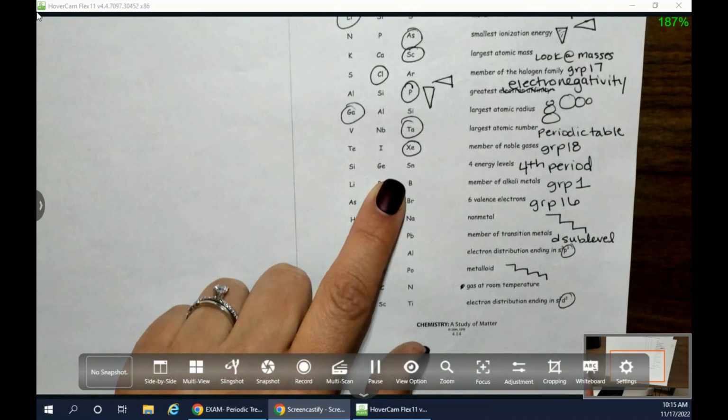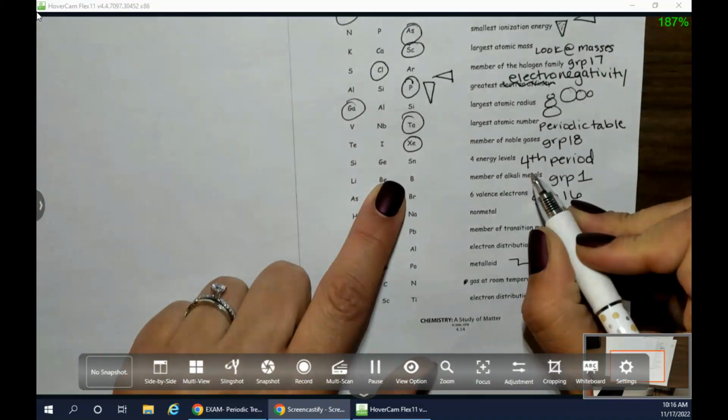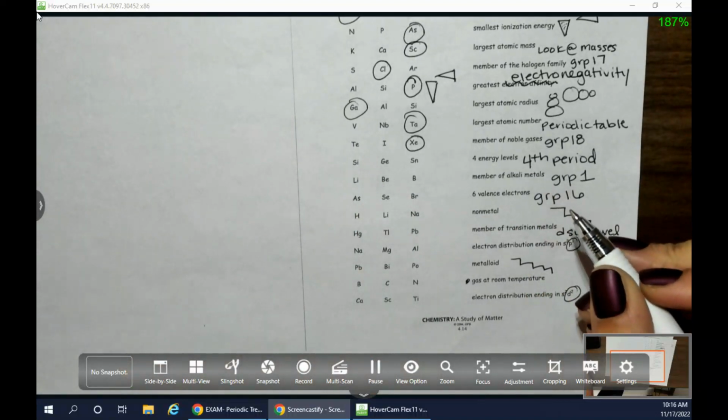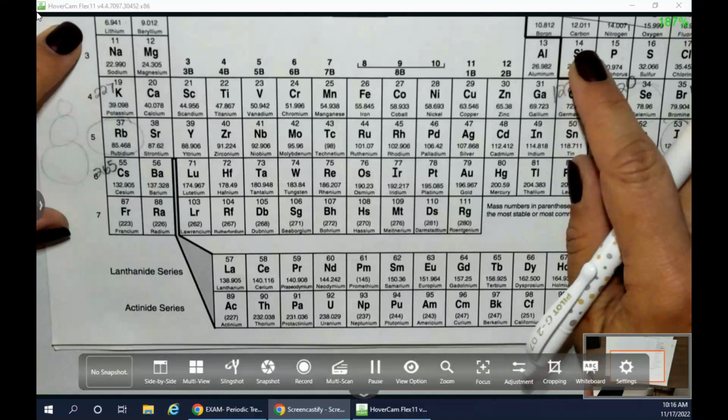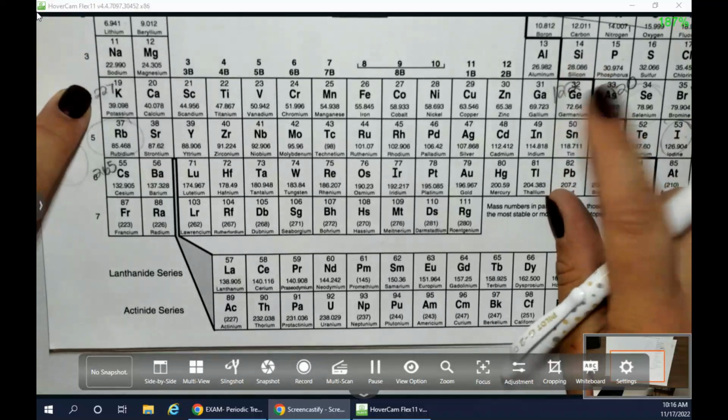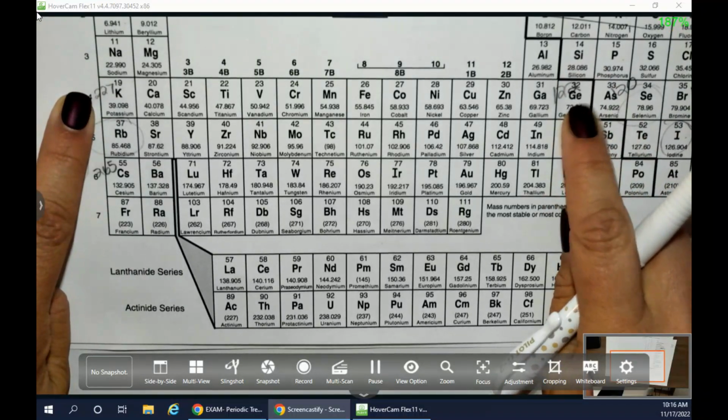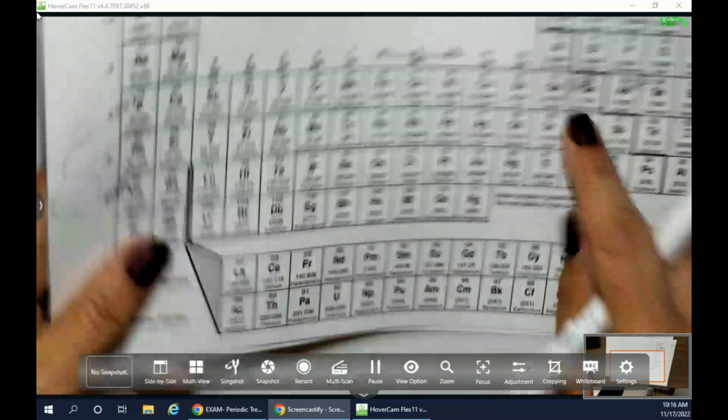All right, your 4 energy levels. That means the fourth period, the fourth row on your periodic table, right? So we have silicon, germanium, and tin. So silicon, germanium, tin. So we're here. We want to know the one that is in the fourth row. That would be germanium. Okay?